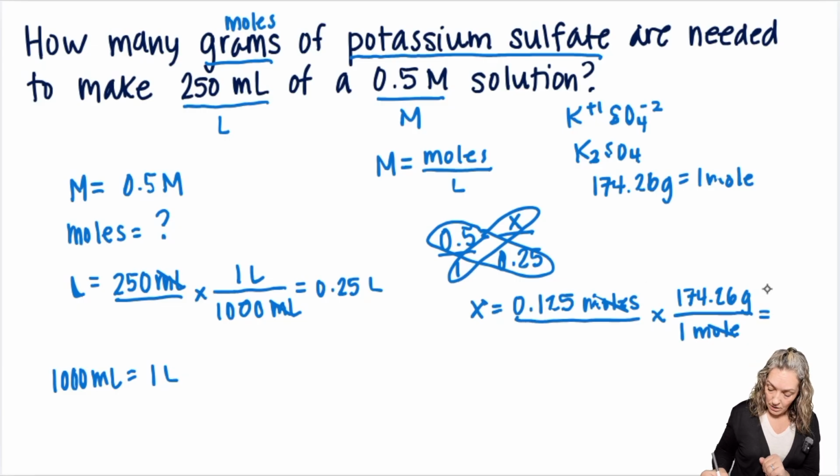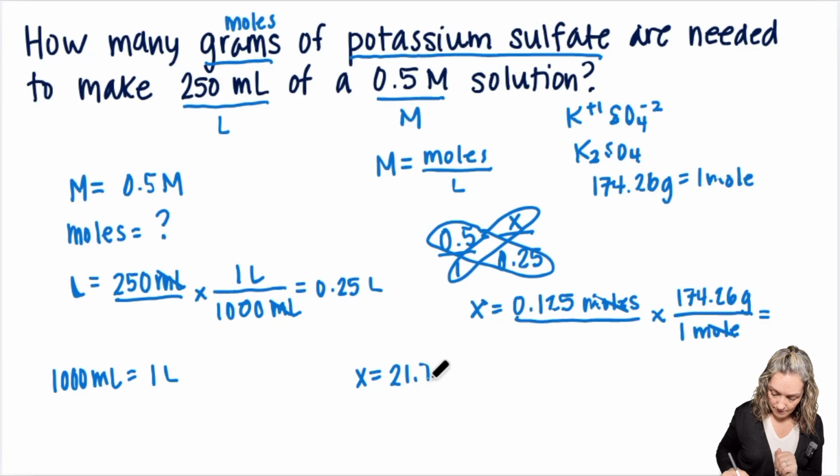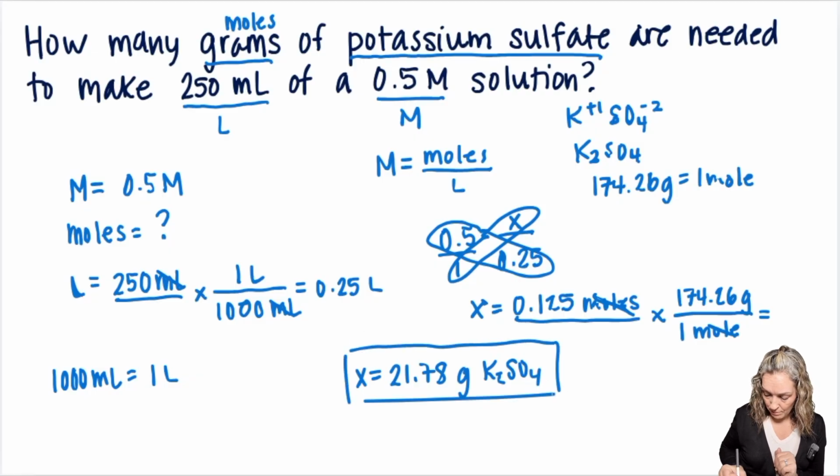I'm now going to multiply across the top, multiply across the bottom, divide my top by my bottom, and when I solve for x, I end up with 21.78. The only unit that did not cancel out in my dimensional analysis is grams. So grams, and specifically grams of K2SO4, are what my x value represents.